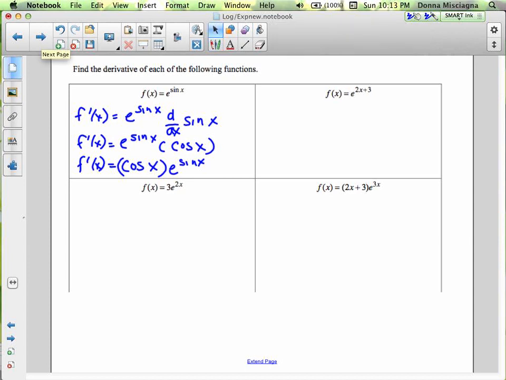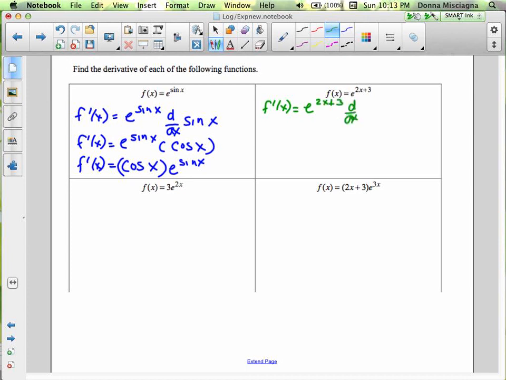Again, we have a chain rule, but a nice, easy chain rule. That one wasn't too difficult, I hope, for you. All right, so f prime of x is going to be an exact copy, e to the 2x plus 3, times the derivative of 2x plus 3.